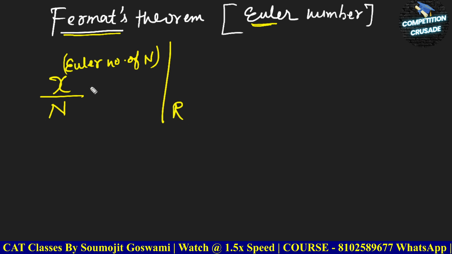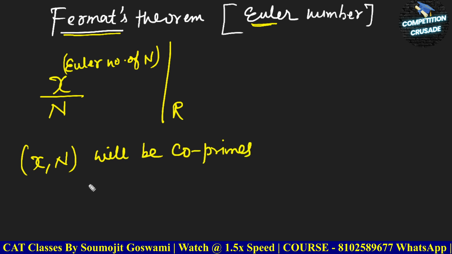Typically, when x is divided by a number n and x is raised to the Euler number of n, you have to keep in mind that x and n will always have to be co-primes. What does this mean? That their HCF will always be equal to 1. In that condition, the remainder is 1. That's it. This is Fermat's theorem. This is also Wilson's theorem.